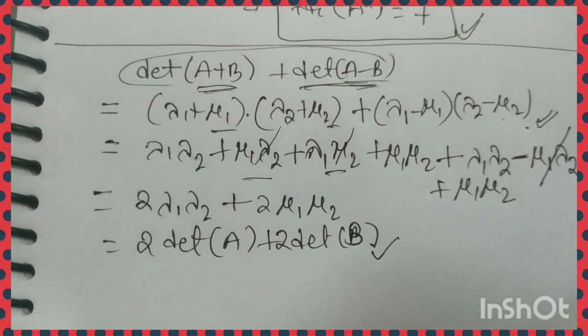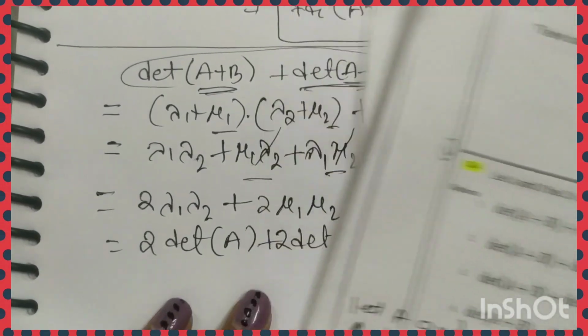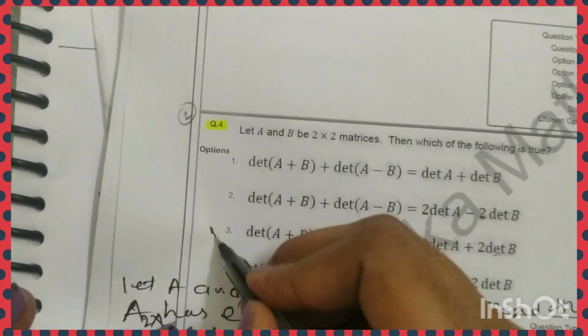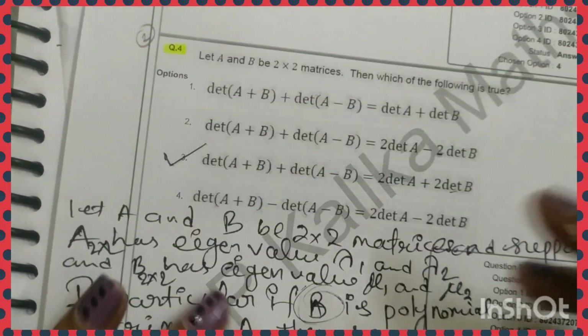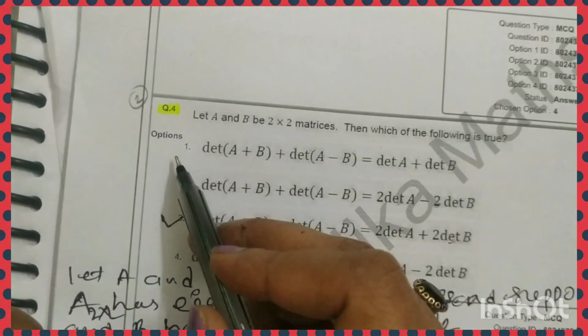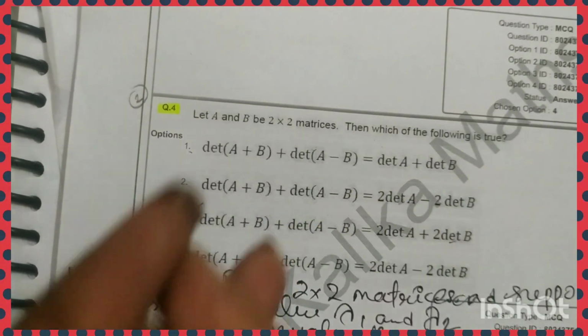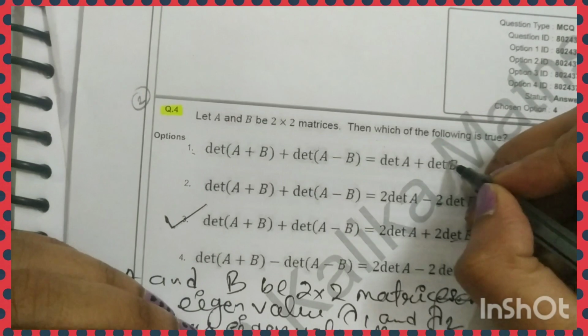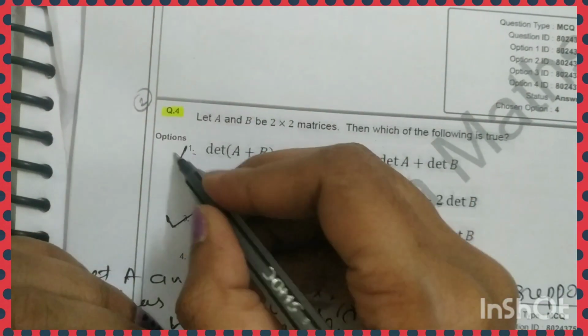So now see which option is correct. This option is correct, and as you can see, if it is not implied in the particular case, how will it be true in general? That is why these three options are incorrect.